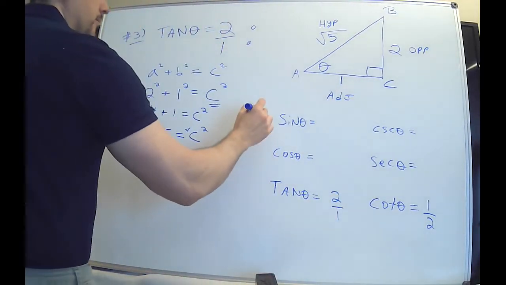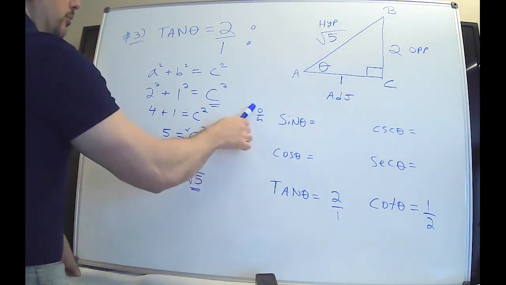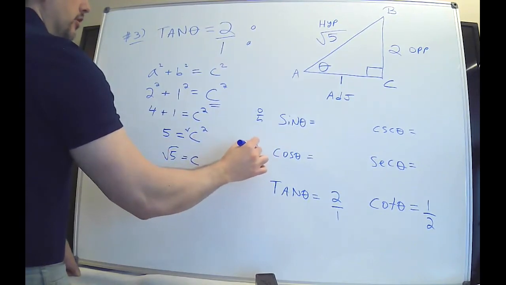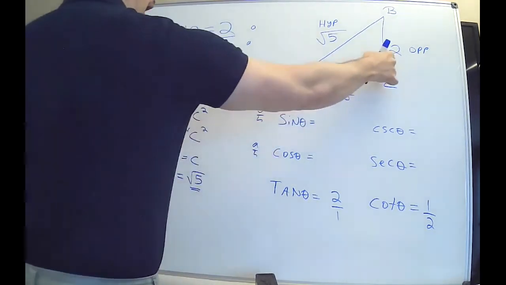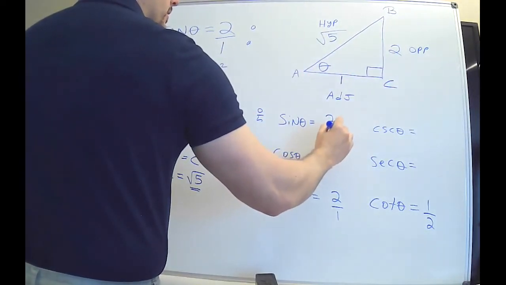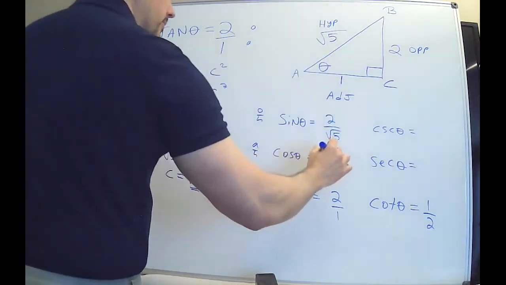Now, sine: SOH, silly old hobo, or whatever. I used to use stupid old hag. Doesn't matter. Children are happy or children are horrible. So sine goes with opposite over hypotenuse. Cosine goes with adjacent over hypotenuse.